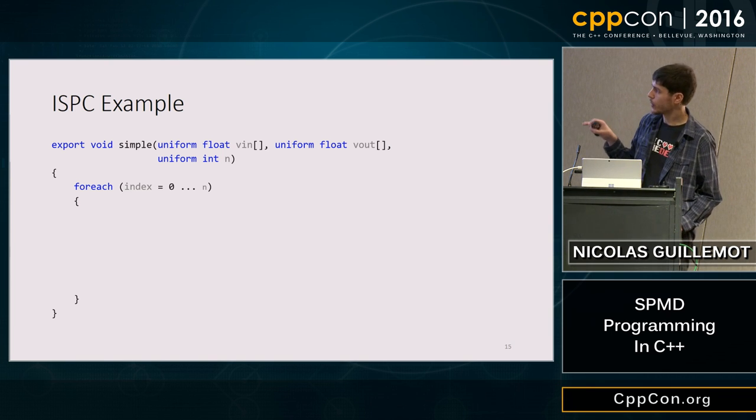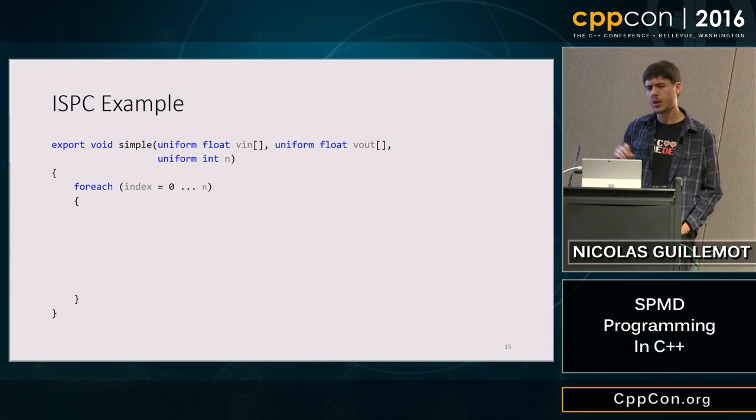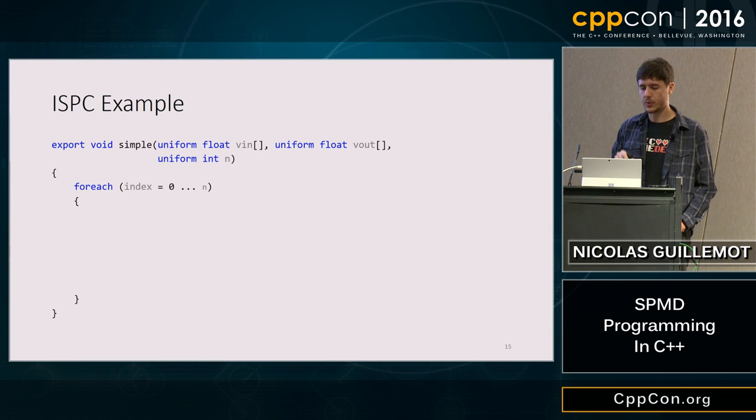So this is a foreach loop in ISPC, which is, again, a small departure from how C works, but it should be pretty easy to understand. Basically it just does a loop over the range 0 to n. It's like a half-open upper bound, so it goes to n minus 1. And that's how we're going to write our loop that goes over the inputs.